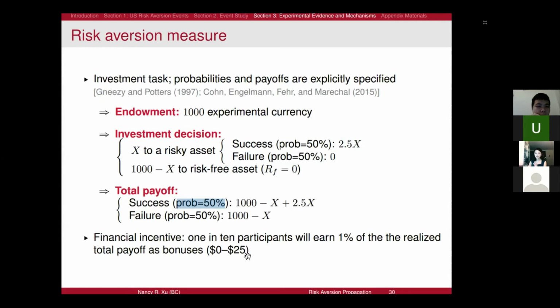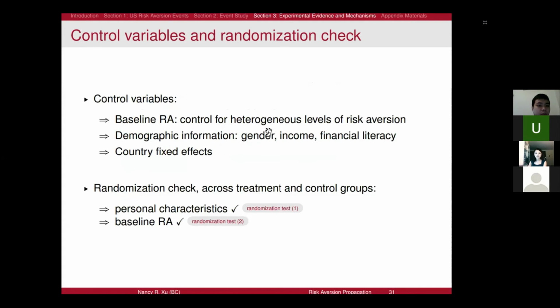And I give them some incentives so that they actually want to take the time to answer the question. And again, if you select a higher share in the risky asset, that means you have a lower risk aversion. So that's a little bit like the opposite direction. Okay, very good. The control variable, randomness, I'm going to skip that.